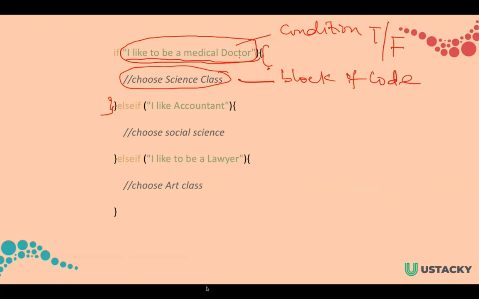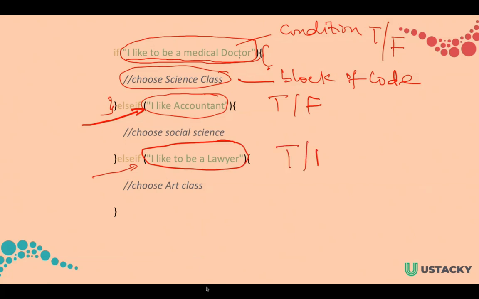But if this condition is false, the line of execution comes to the second condition. Do I like to be an accountant? This is also a condition, which is either true or false. When it is true, this is going to be executed. But if it is false, the line of execution jumps here. Else if I like to be a lawyer, this is also a condition, either true or false. If it is true, the lines of code here will be executed. But if it is false, then the line of execution comes here.